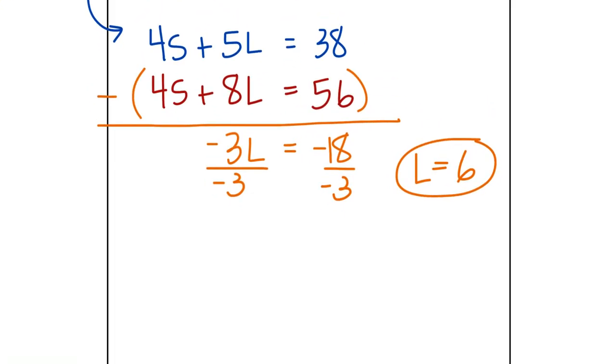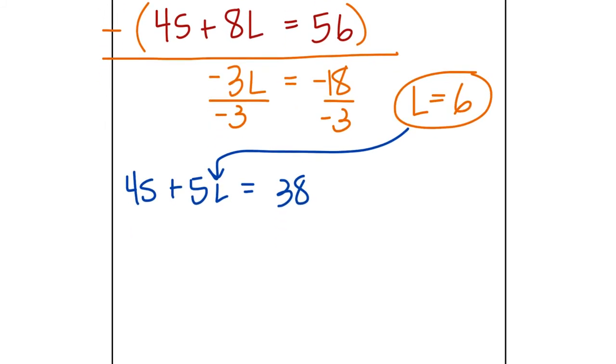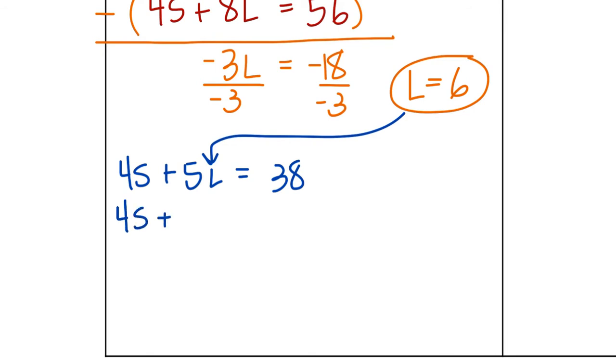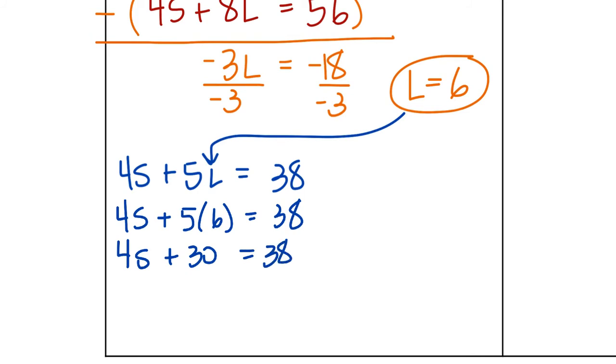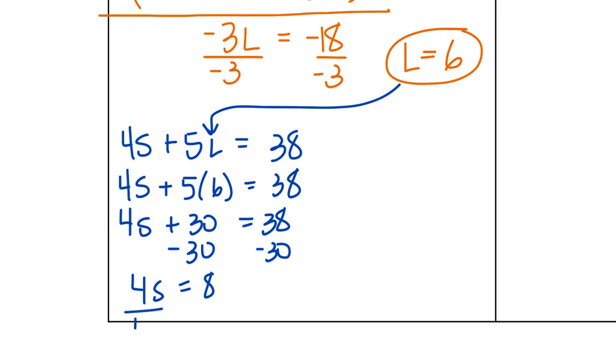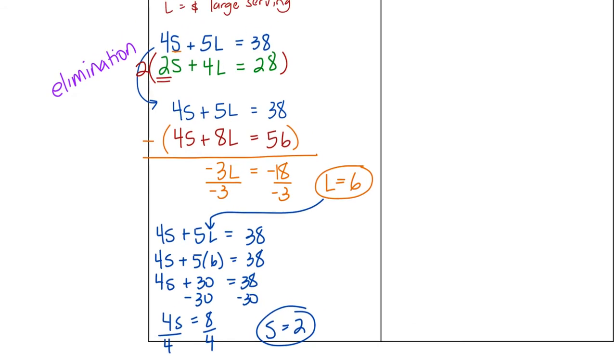It was 4s plus 5l equals 38. But instead of L, I'm going to plug in 6 right there. So 4s plus 5 times 6 equals 38. That gives us 4s plus 30 equals 38. It's a two-step equation. We would subtract 30. 4s equals 8. Then divide by 4. So s equals 2. Okay, so I found my two variables, L equals 6, S equals 2.